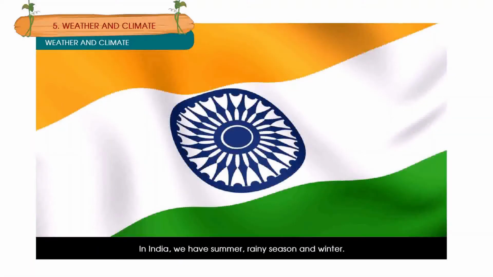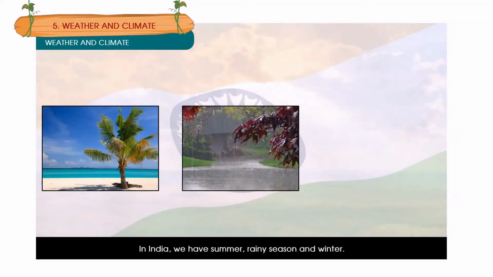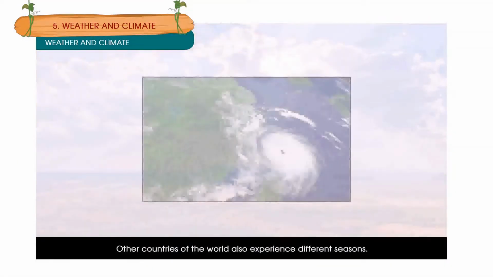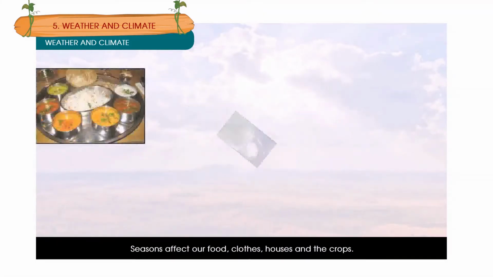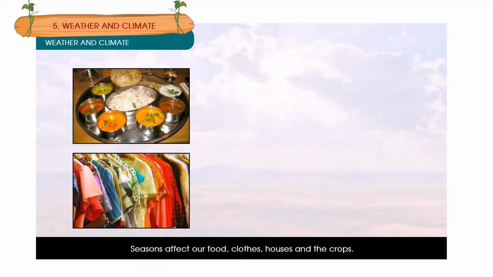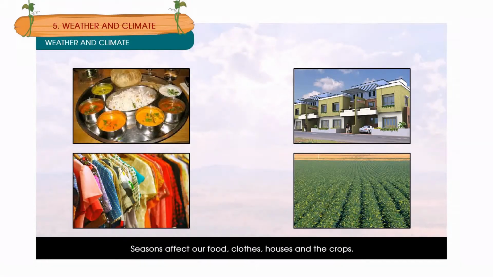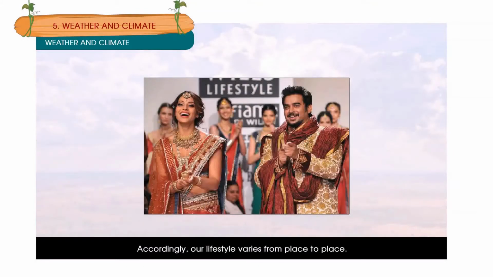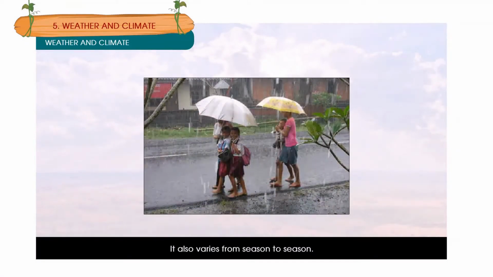In India, we have summer, rainy season, and winter. Other countries of the world also experience different seasons. Seasons affect our food, clothes, houses, and the crops. Accordingly, our lifestyle varies from place to place. It also varies from season to season.